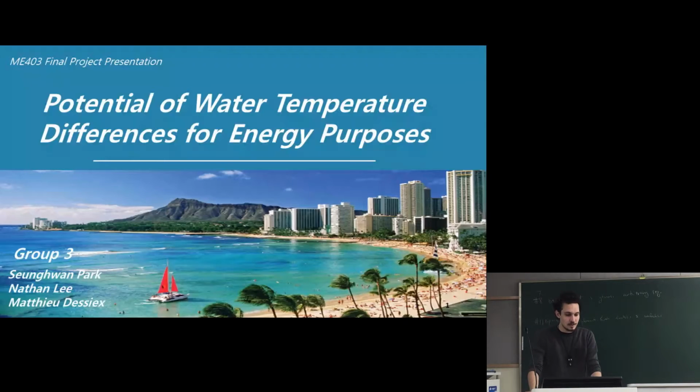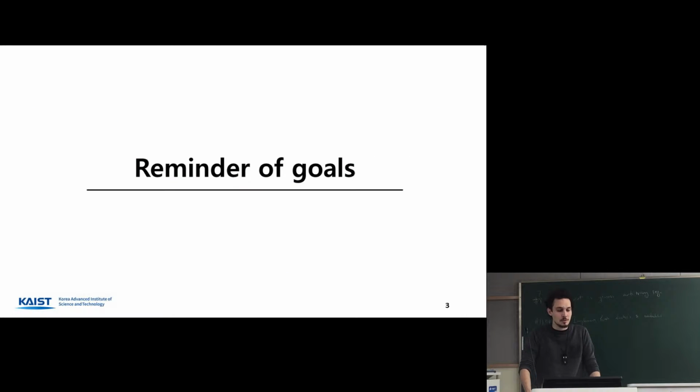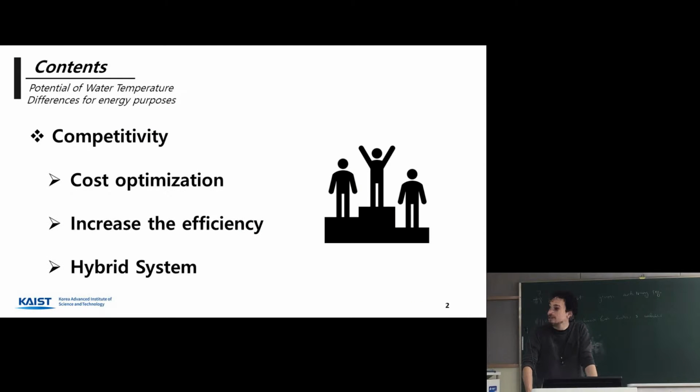So today we'll mainly speak about competitivity. How can this technology be competitive compared to other technology? And in order to increase the competitivity, we will speak about three aspects. One is cost optimization. Second is increasing the efficiency, and the third one is hybrid systems.